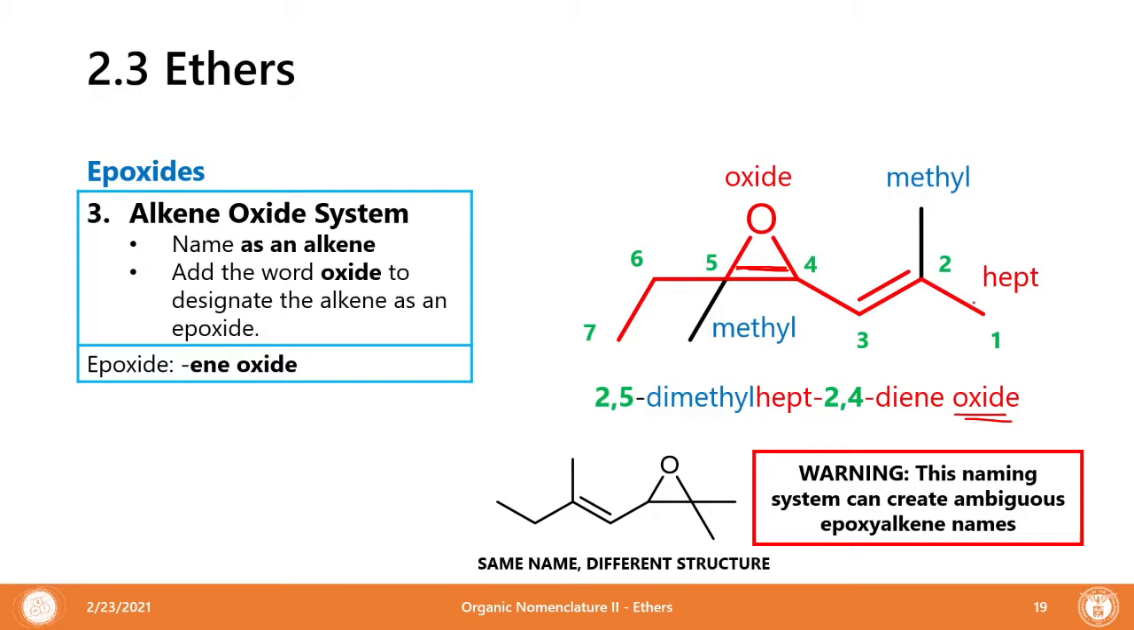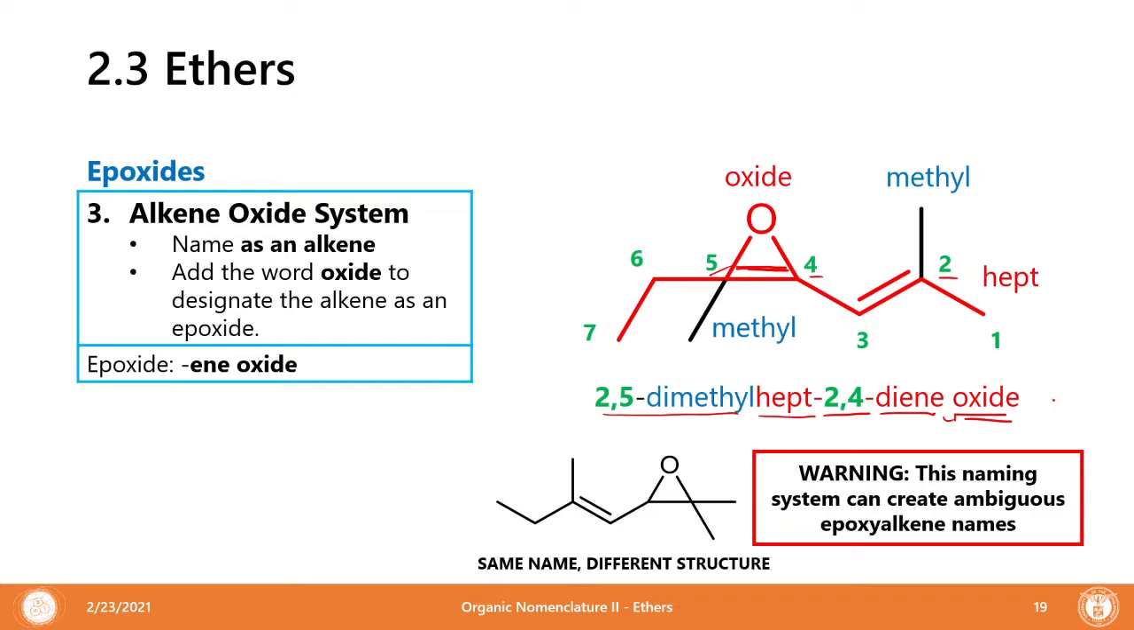Okay, so in this case, we have the same compound. At positions 2 and 4, we have the alkene, two alkenes, because this is our imagined alkene. At position 2 and 5, we have two methyl groups. Seven carbons, hept-2,4-diene. Then we add a second word, separated by a space, oxide, at the end, to denote that one of these alkenes is an epoxide.